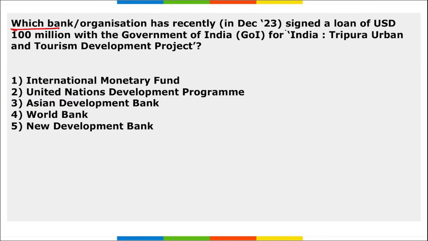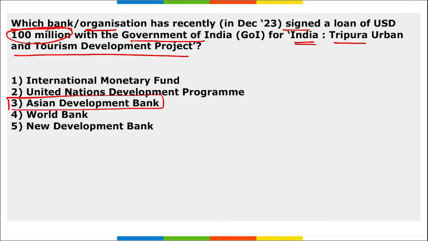Next, which organization or bank has signed a loan of 100 million US dollars with the government of India for the India Tripura Urban and Tourism Development Project? So this $100 million will be given by Asian Development Bank to India for the Tripura Urban and Tourism Development Project.